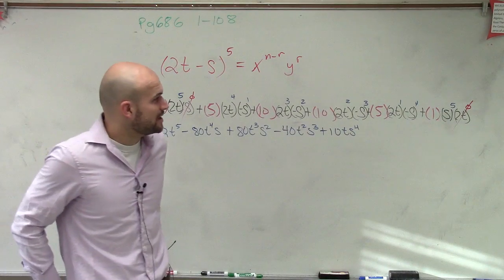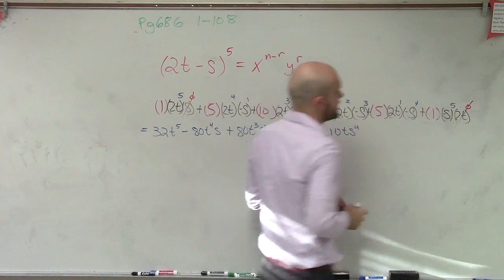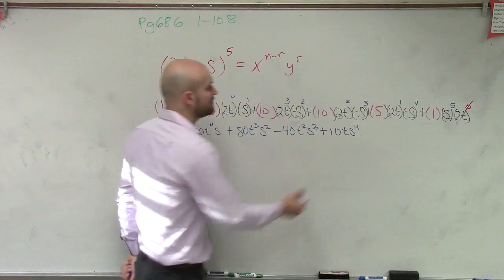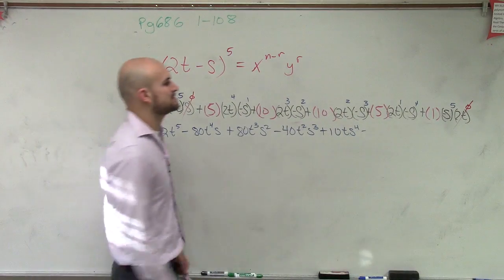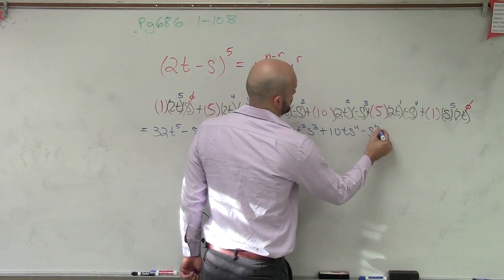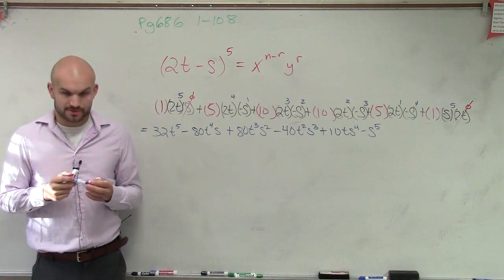And then on the last one, I have negative s. Negative s to the fifth means it's going to be negative, and then I just have s to the fifth power. So there you go. That's your binomial expansion.